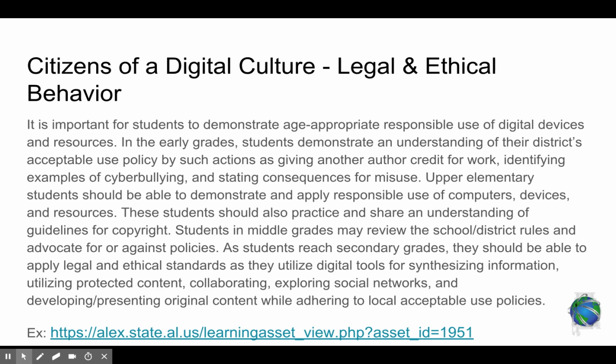Legal and ethical behavior, again, this exists both physically and digitally, just like you would teach students not to steal from a convenience store. You also will be teaching them not to steal someone's digital work. And again, this looks different at the lower grades than it does in the upper grades, but it's still important across all grade levels.